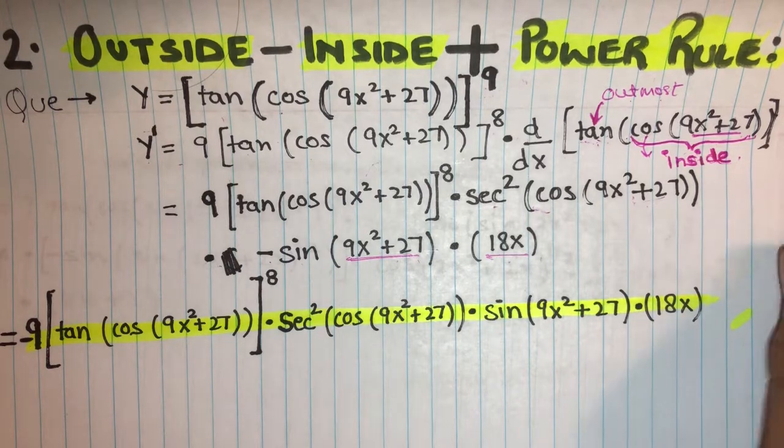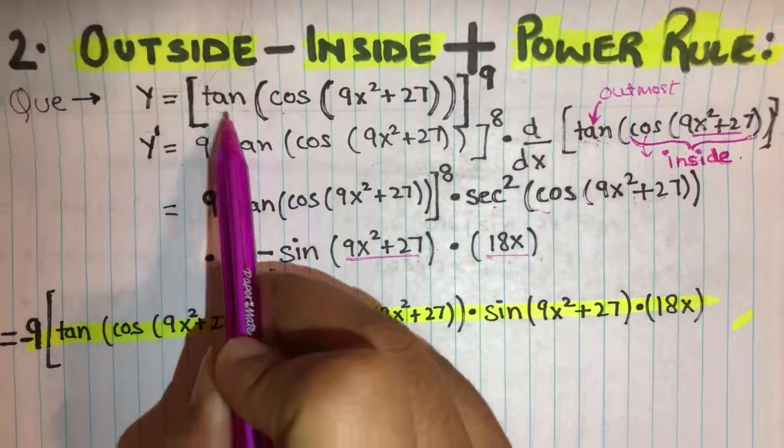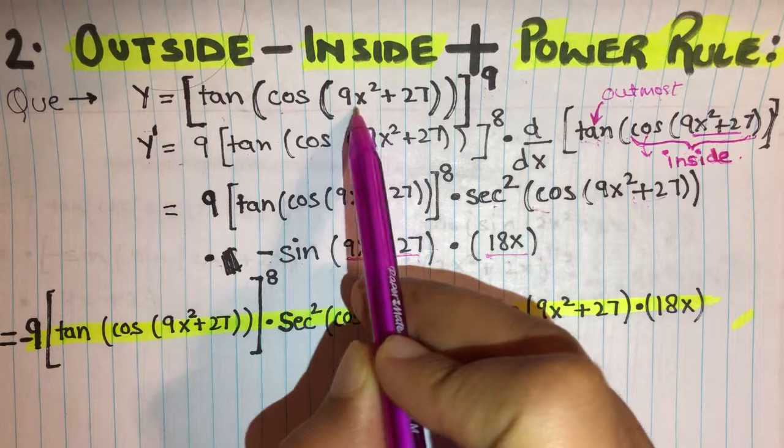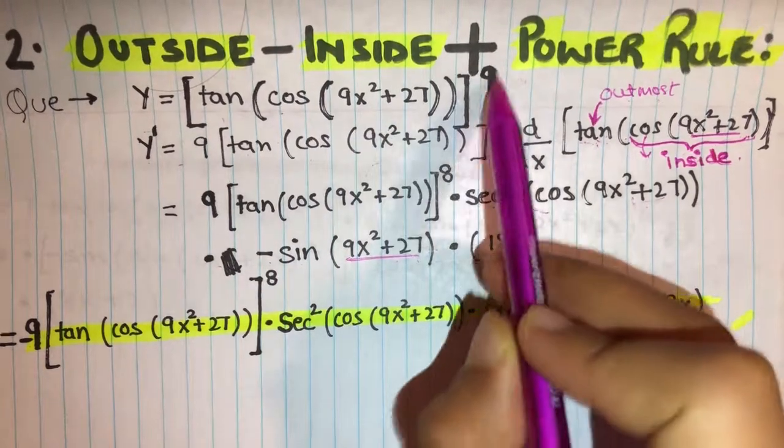So the next question which we have here is y equals tangent of cosecant of the quantity 9x squared plus 27, all over to the power of 9.